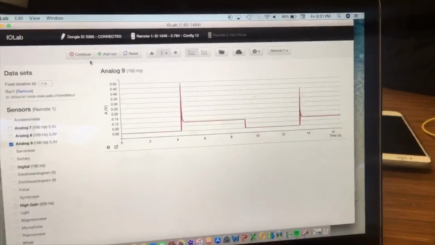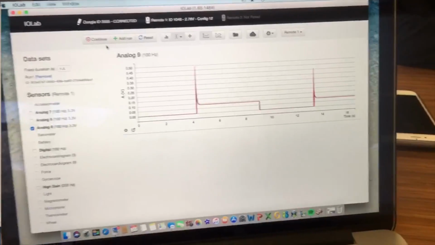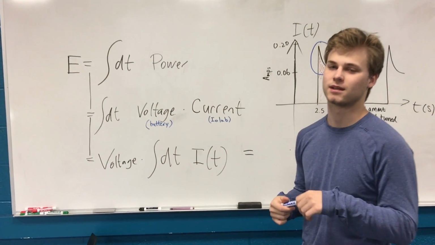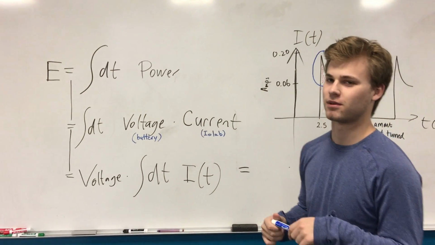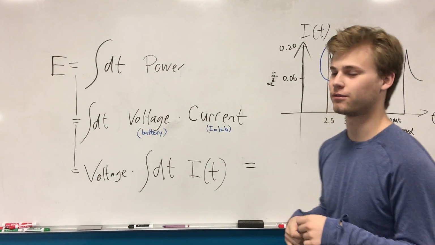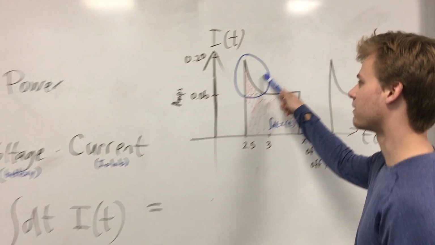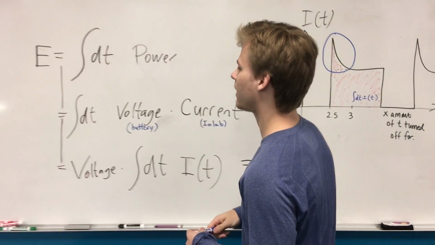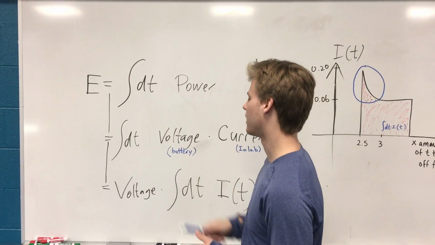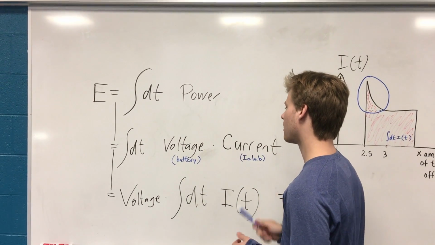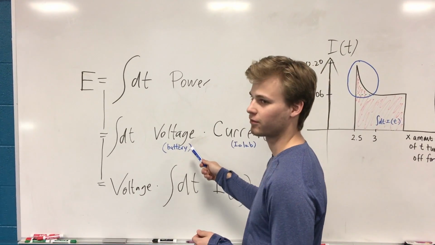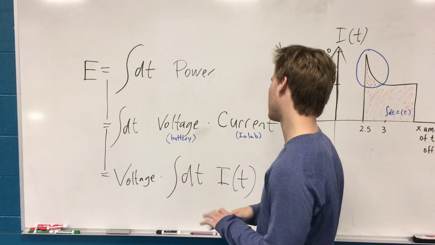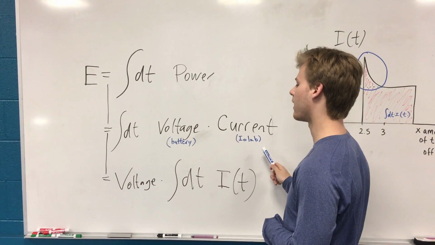So you can see the two peaks and the two leveling off. Now that we have done our experiments and collected some data, we need to do some calculations. What we are looking for is the energy used by the peak when you turn on a light bulb. So, we know that energy is the integral of power, and power is voltage times current. Our voltage is constant from our 1.5 volt battery, and our current is measured by our IOLab.